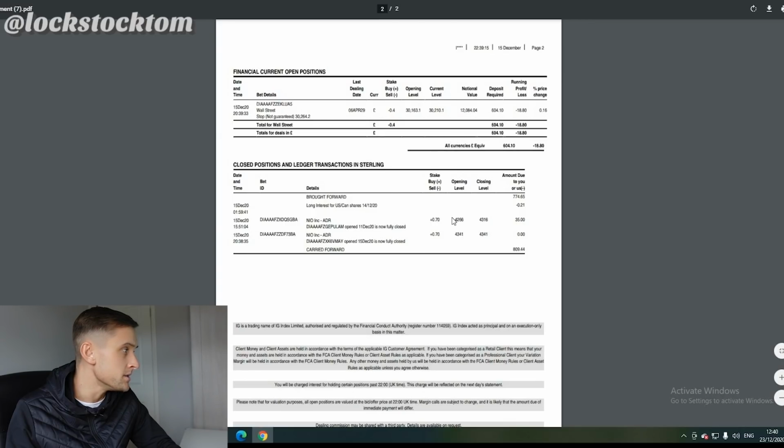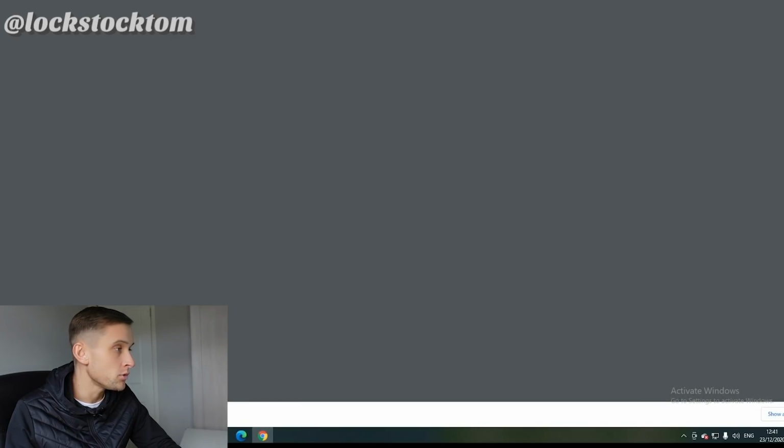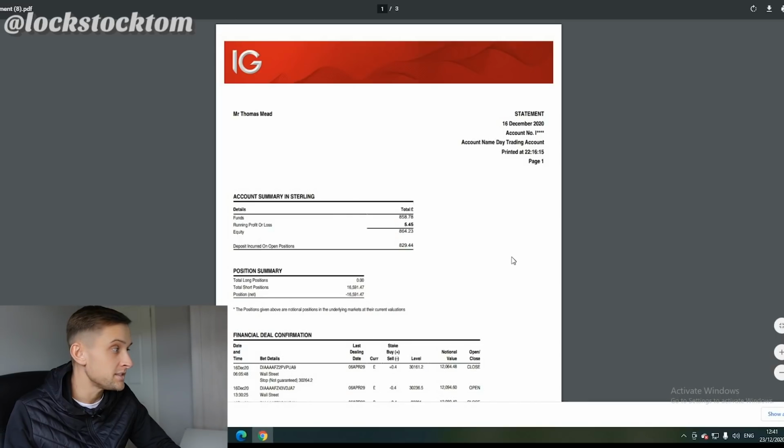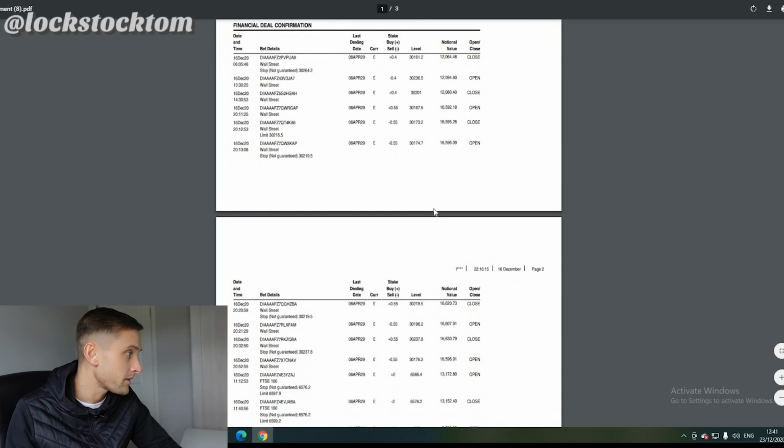I don't know what that is. But again, this is a trade that I placed that day, and then the balance carried forward was £809.44. So the 16th. The thing with IG as well is they don't do your statements on the Friday. They send your statements out for the Friday and the Sunday. So that's why you're seeing some gaps in these statements.